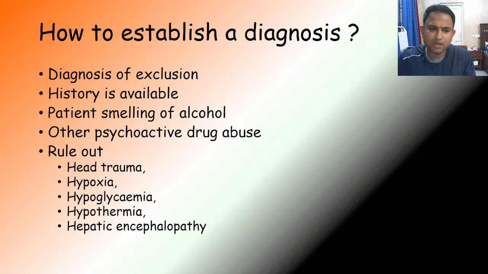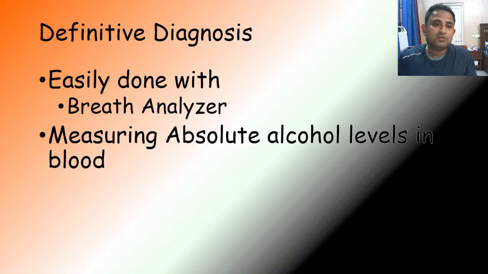The person may be smelling of alcohol, but at the same time you should also rule out other psychoactive drug abuse. And please do rule out head trauma, hypoxia, hypoglycemia, hypothermia and hepatic encephalopathy before you label a person with just acute alcohol intoxication. So how can a definitive diagnosis be achieved? Once the other diagnoses have been ruled out, you can achieve it with either a breath analyzer test or measuring absolute alcohol levels in the blood.